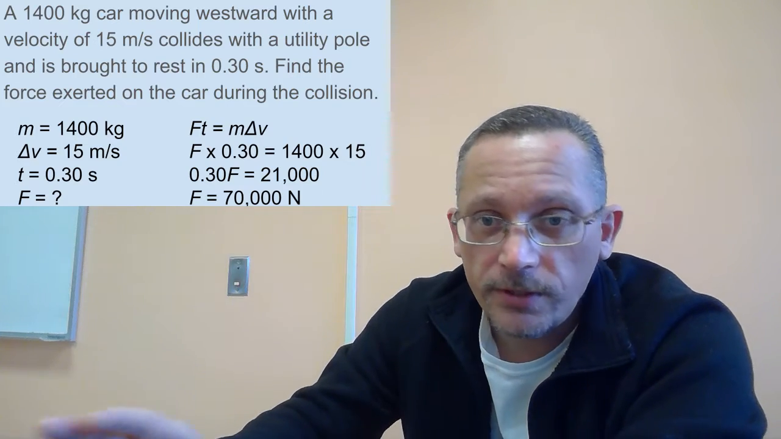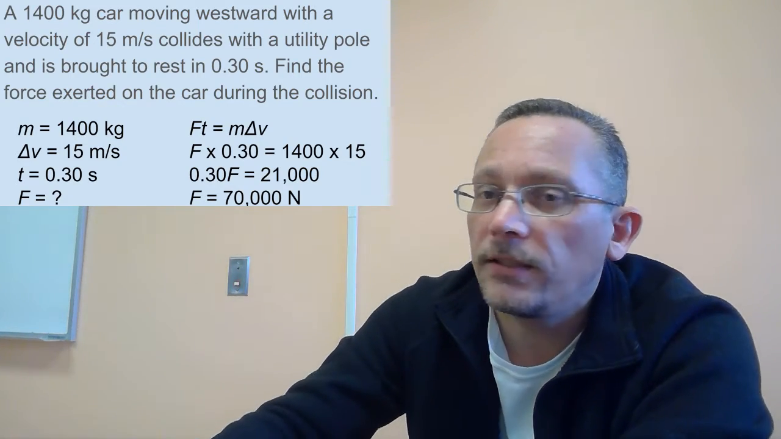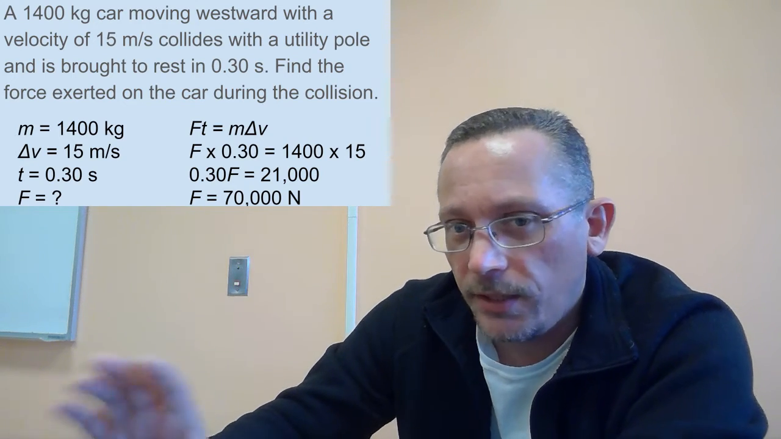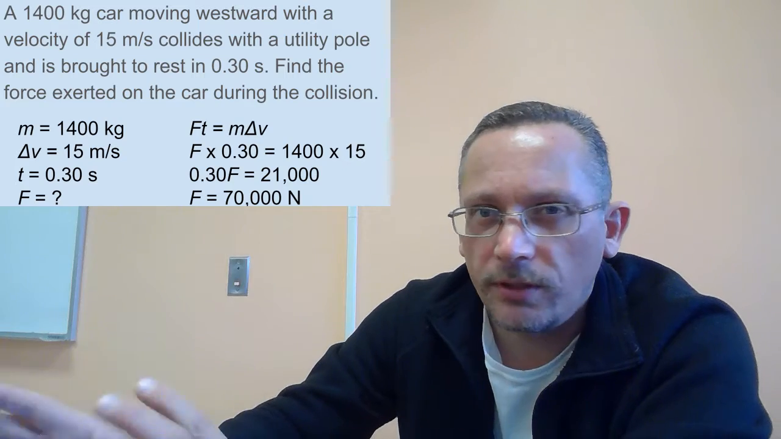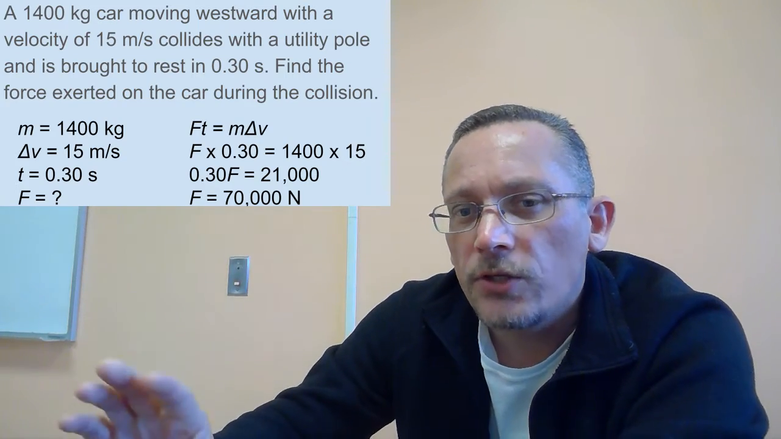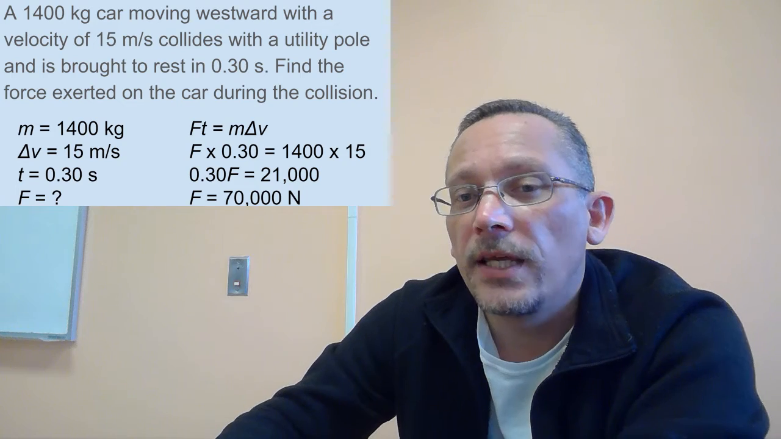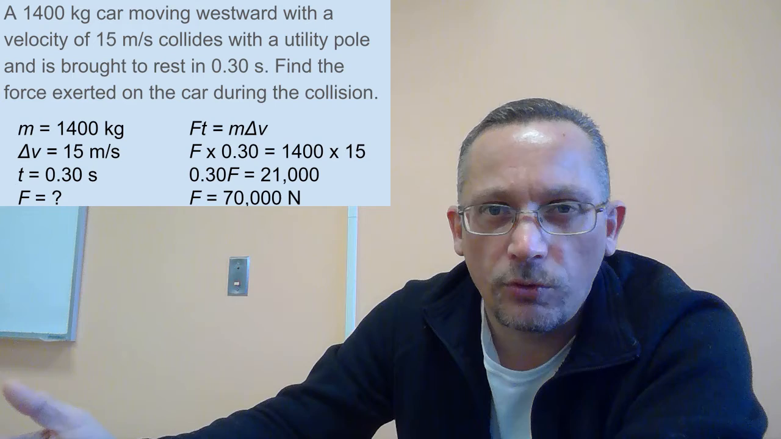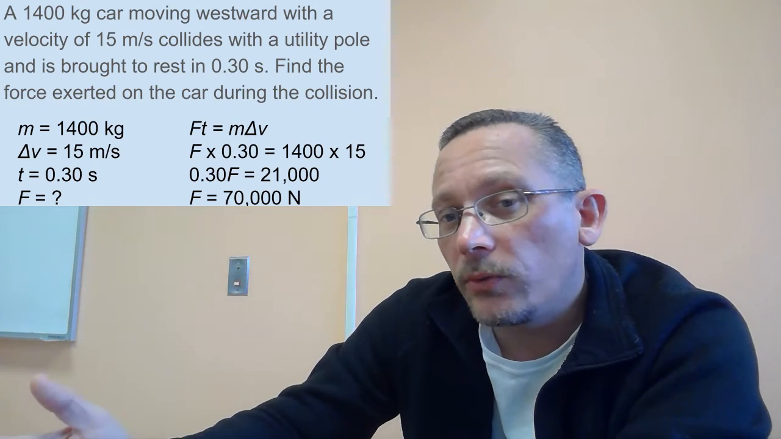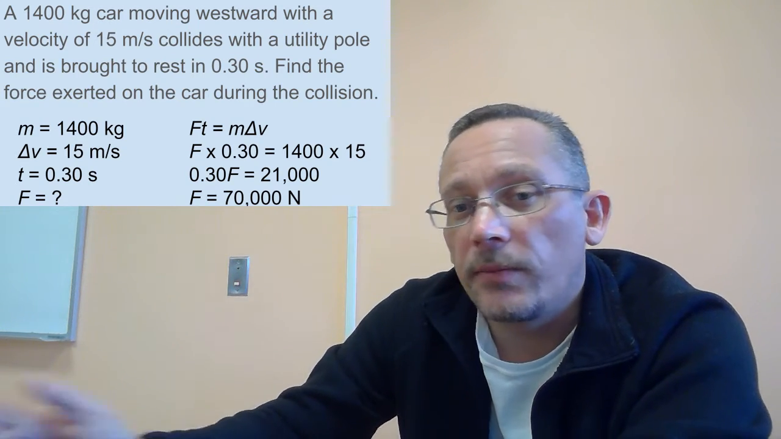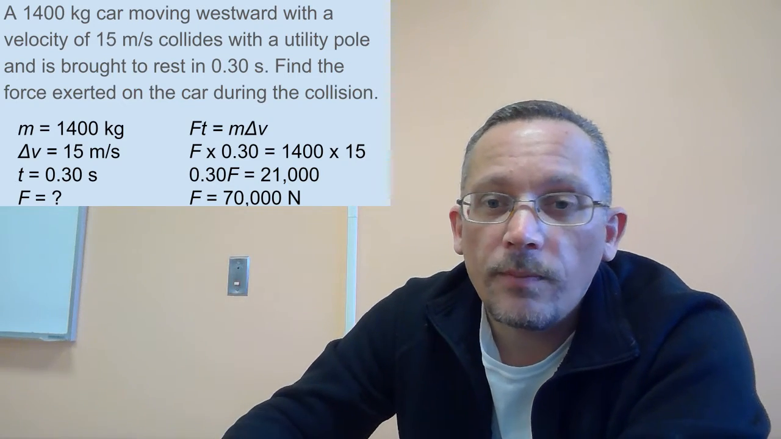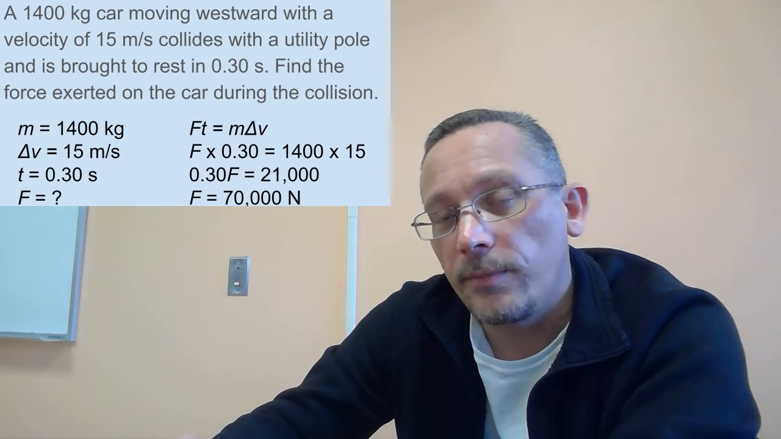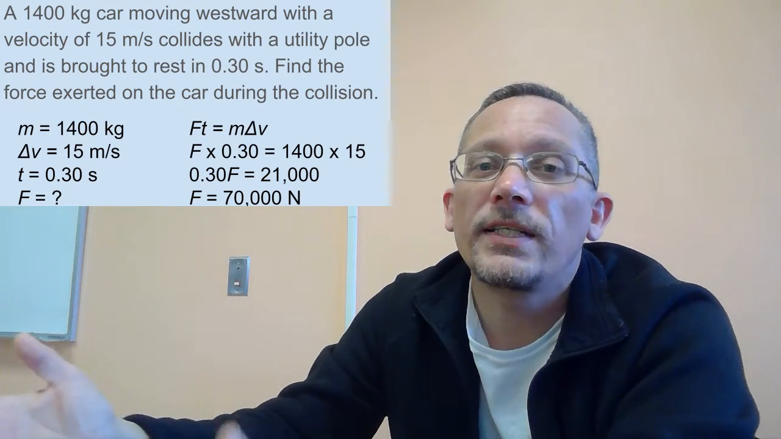Okay, so what I'm going to do first is multiply that 1,400 times 15, and I am going to make the other side, F times 0.30, look a little bit more standard, what we're used to. So I'm going to put 0.30 times F equals 21,000. 1,400 times 15 gives you 21,000, right? And now what we'll do is just divide to solve the equation. So I'm going to divide both sides by 0.30. And that leaves me with F on the one side, and 21,000 divided by 0.30 gives you 70,000.